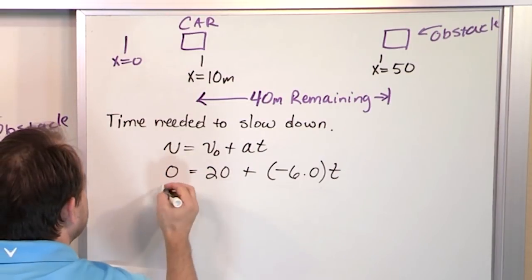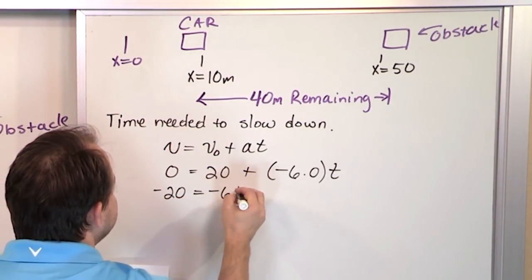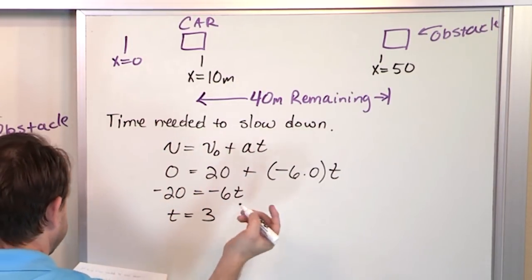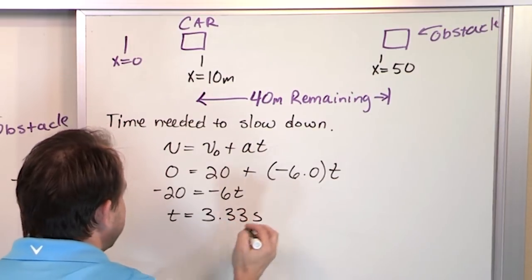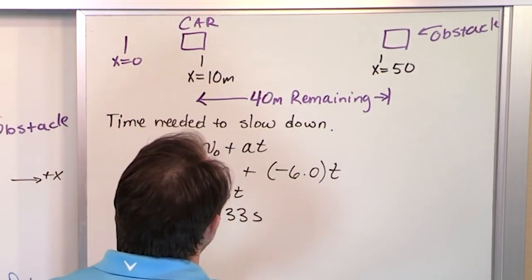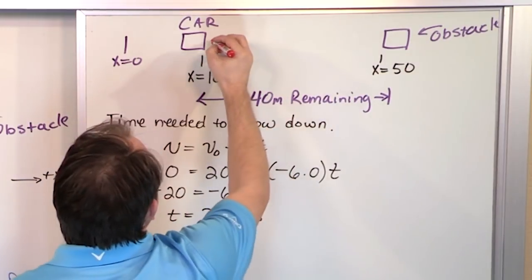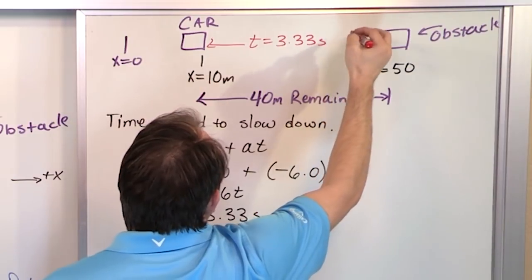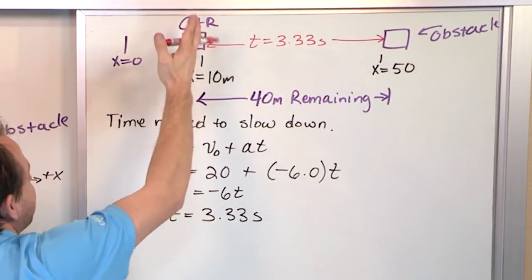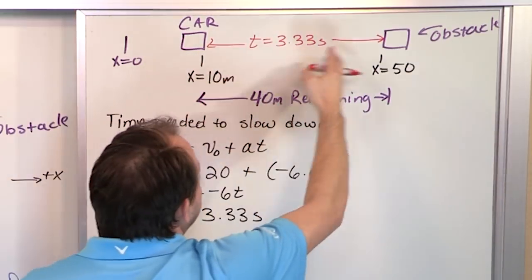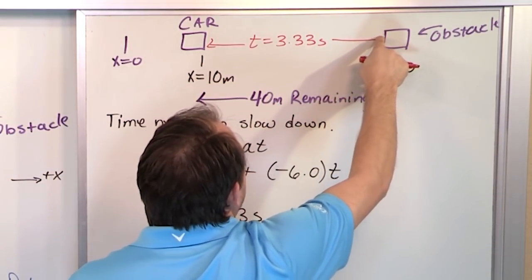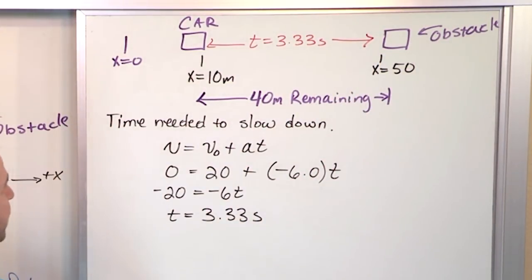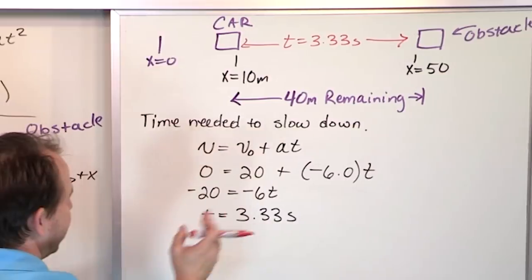So you move the 20 over here, and you get negative 20 is equal to negative 6t. You divide both sides by negative 6, and you get time is equal to a positive, because negative divided by negative is positive, 3.33 seconds. So in our diagram, you don't have to write this, but you can basically say that between here and here, it takes 3.33 seconds from the point that it starts to hit the brake pedal, when the acceleration is happening, all the way to where I put the arrow here. I don't know exactly where the car stops. He might stop here, he might stop on the other side of the obstacle, I don't know yet. But I know that it takes 3.33 seconds.